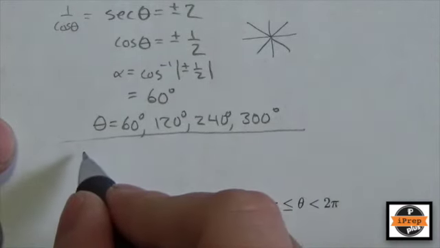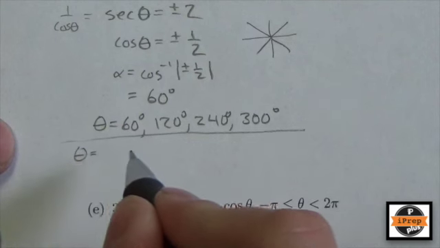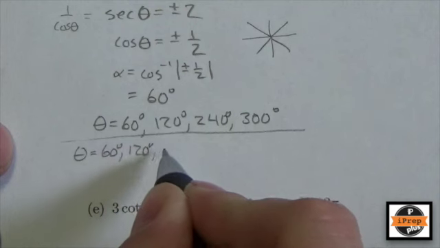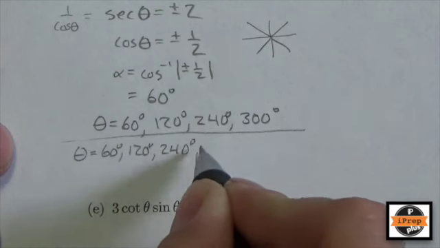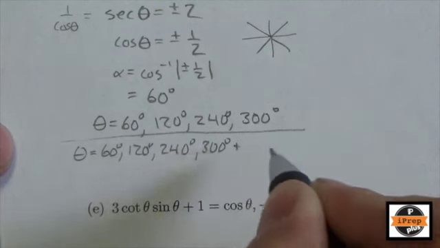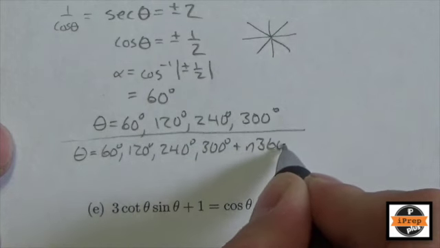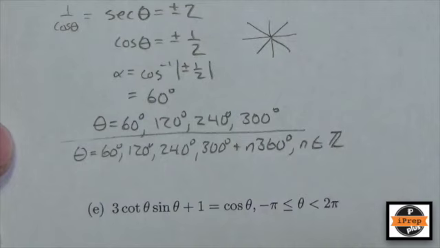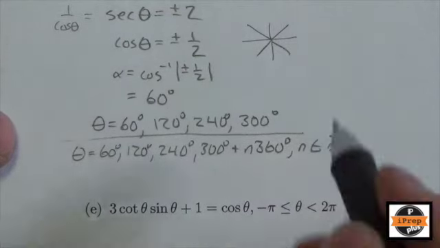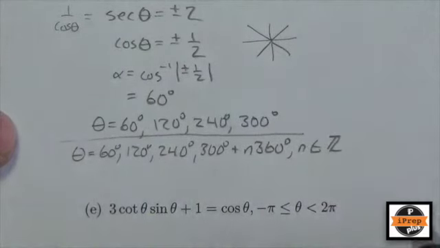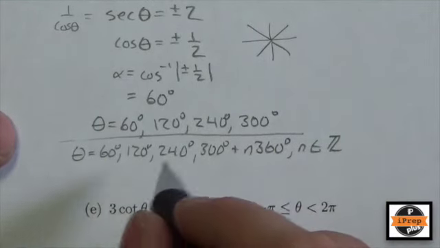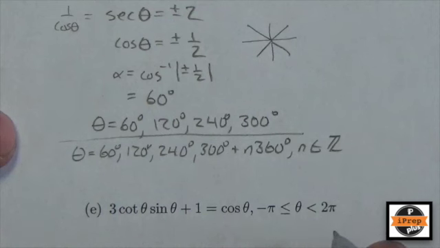Now I want to identify the general solution. With the general solution, what I could do is list off all four of those angles and then just say plus n times 360 degrees, where n is an element of the integers. Because you can start at any one of those angles and continue to add or subtract complete rotations, not fractions, and you'll get answers to that equation.